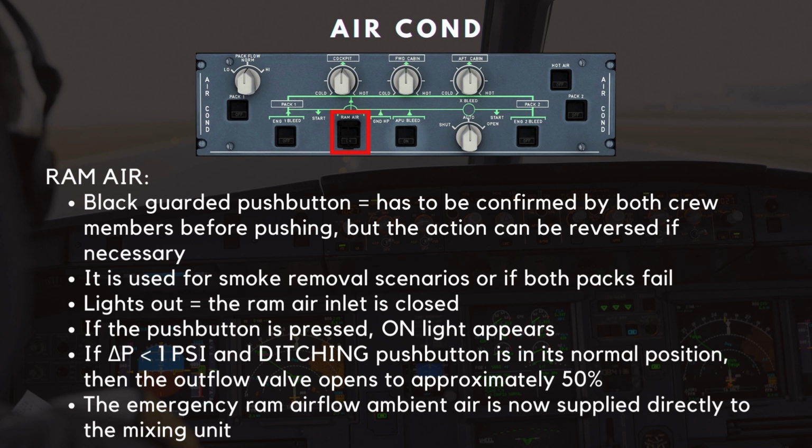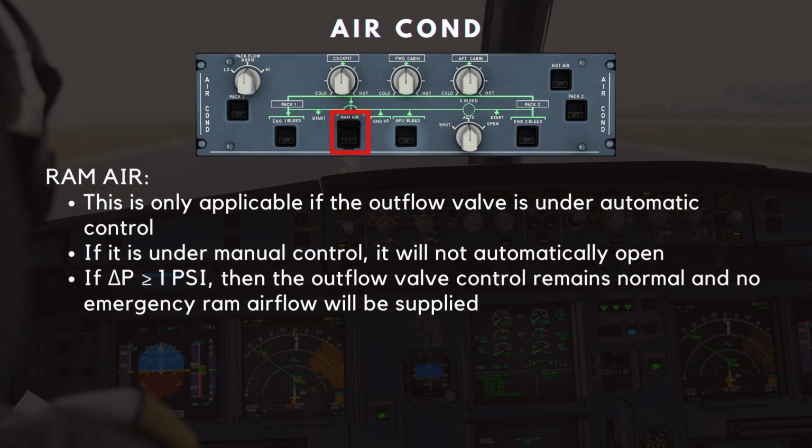If the differential pressure is less than 1 psi and the ditching push button is in its normal position, then the outflow valve opens to approximately 50%. Emergency ram airflow is then supplied directly to the mixing unit. Note, this is only applicable if the outflow valve is under automatic control. If it is under manual control, it will not automatically open. If the differential pressure is greater than or equal to 1 psi, the outflow valve control remains normal and no emergency ram airflow will be supplied.